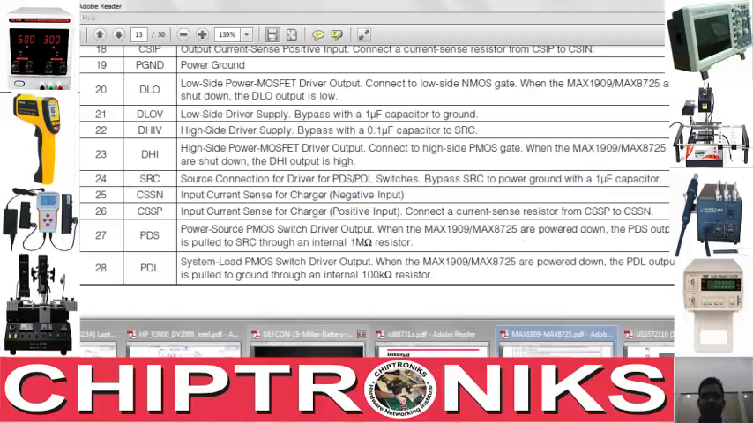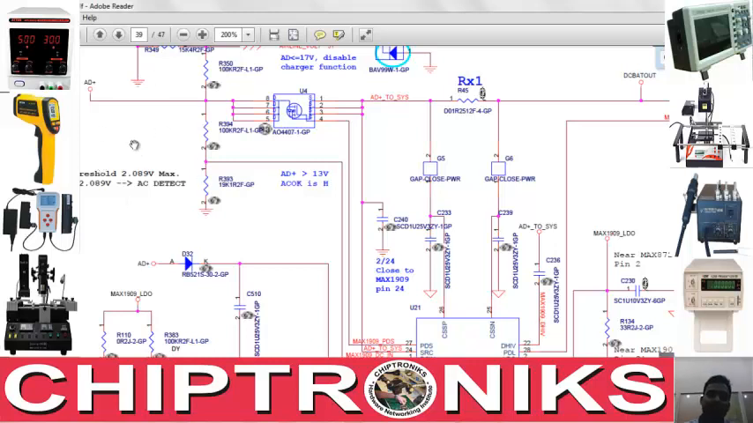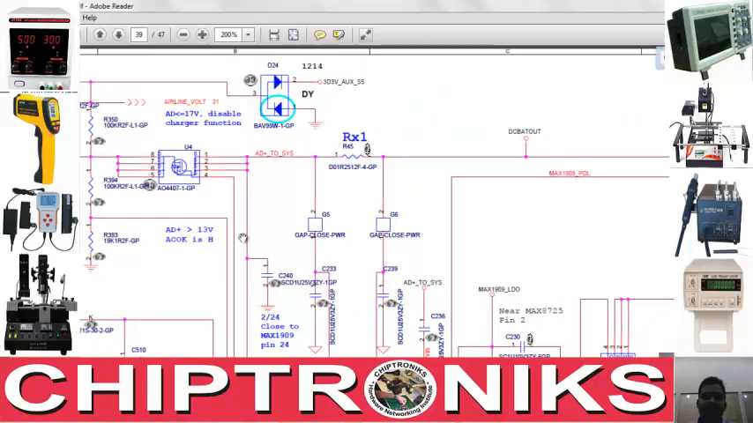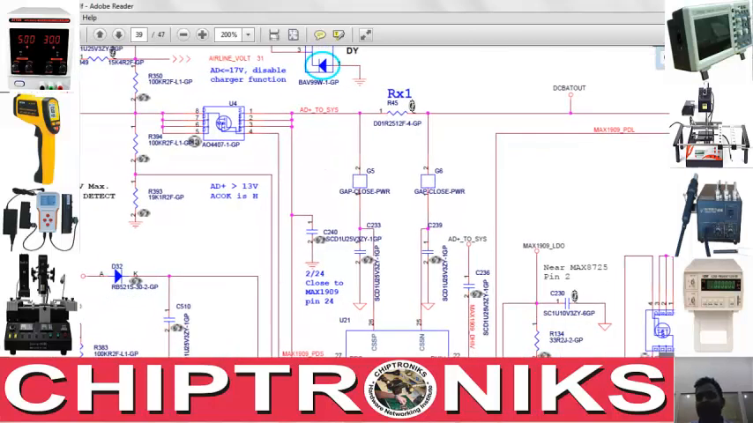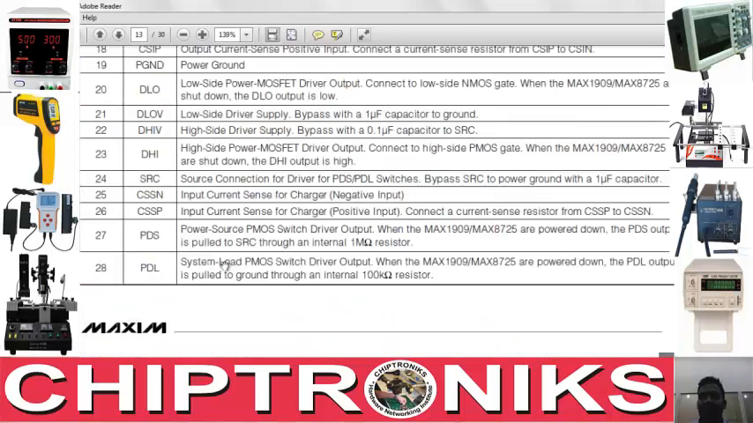When they are powered down, let's suppose the case that the adapter is not present over here. Then if the adapter is not present, we have to turn this switch off, otherwise the DC back out will flow across this. So in that case, the PDS will drive the output at gate equal to SRC. You can see in the data sheet clearly written, when Maxim 1908/1872 is powered down, it means if the adapter is not present, the charger IC is powered down. It no longer has to generate a charging voltage or charging current. It's already powered down. In that case, the PDS output is pulled to SRC. Okay, it's pulled to SRC.